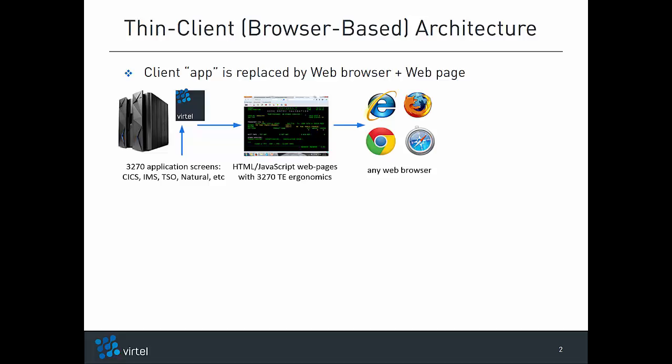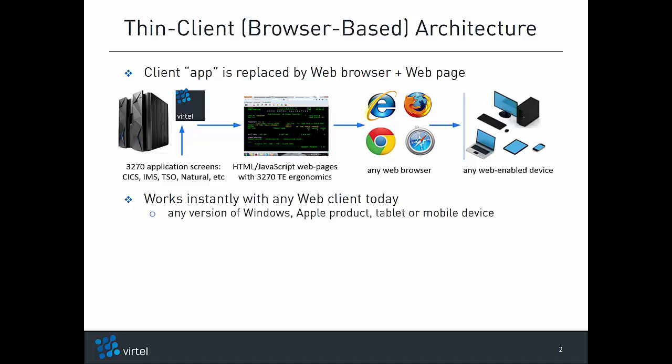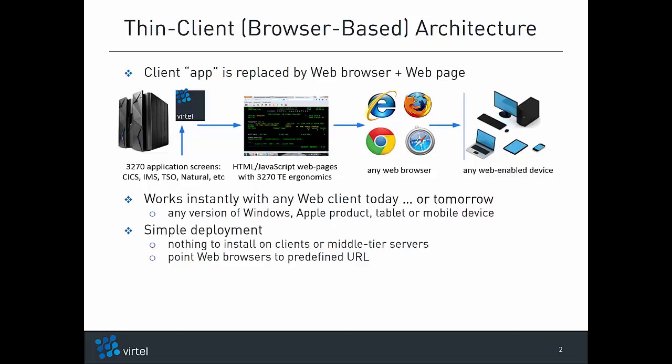Those pages can be rendered by any web browser, running on any web-enabled device. Consequently, Virtel Web Access works instantly with any web client available today, any version of Windows, any Apple product, any tablet or mobile device. And Virtel Web Access will also work instantly with any web-enabled device that becomes available in the future, because those devices will always be able to render standard HTML JavaScript web pages like those generated by Virtel Web Access. Virtel Web Access's unique architecture makes for a very simple and instant deployment.